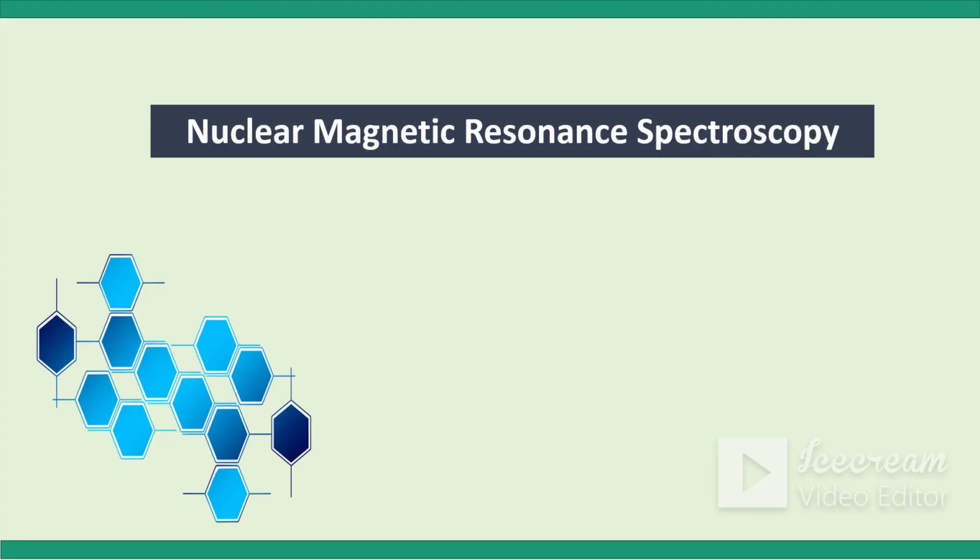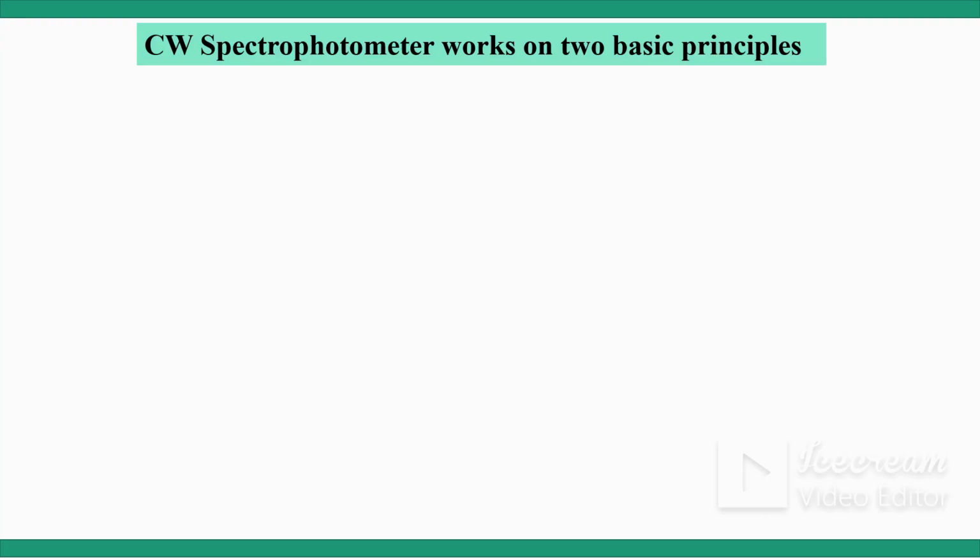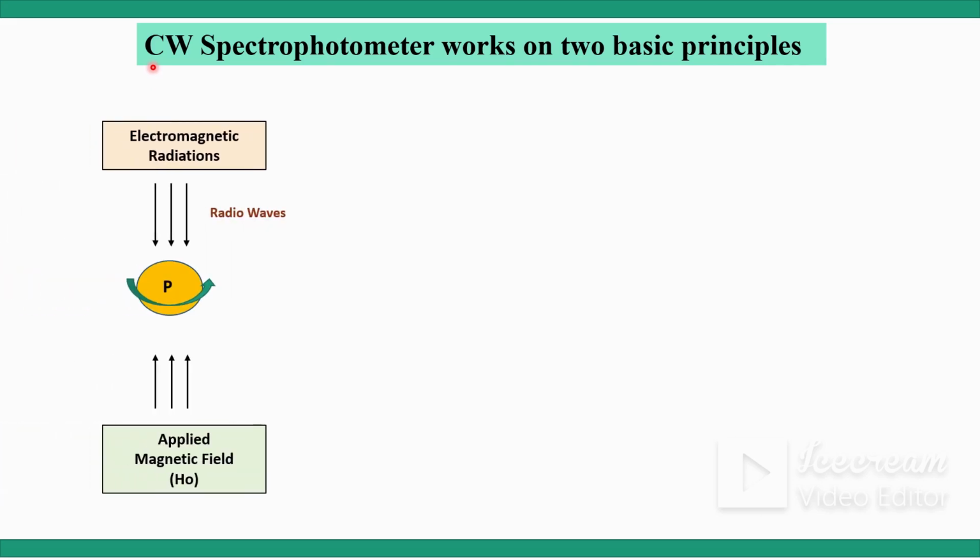Welcome everyone to the lecture series on Nuclear Magnetic Resonance Spectroscopy. In this lecture, we are going to learn the instrumentation of the NMR spectrophotometer. The continuous wave spectrophotometer works on two basic principles. Before going to that, let us revise the term nuclear resonance.